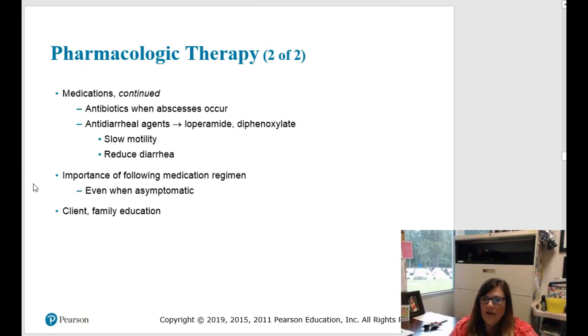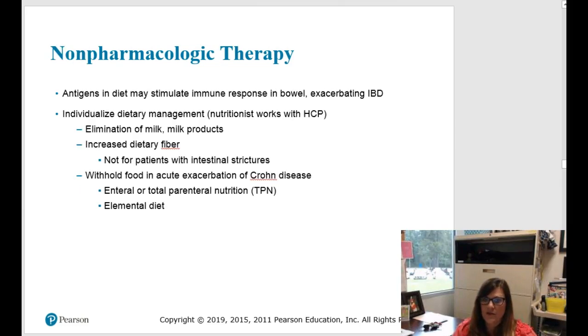So other medications that we might use, of course, are antibiotics when there's an abscess, and antidiarrheal agents like loperamide or diphenoxylate. Those slow the motility and try to reduce the diarrhea because that's a big problem for them. And it's really important to stress that their medication regimen is important even if they're not having symptoms, to prevent further symptoms, right?